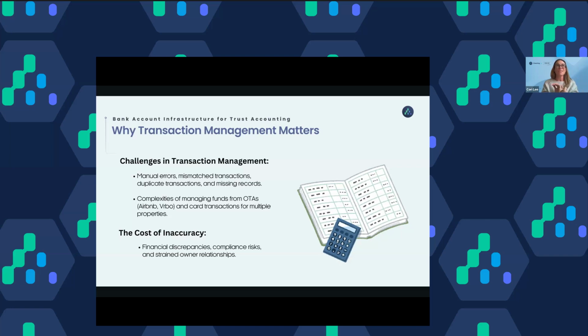So there's compliance risks legally. So you file taxes for the wrong amounts, you send reports for the wrong amounts. Financial discrepancies can really impact your reports.